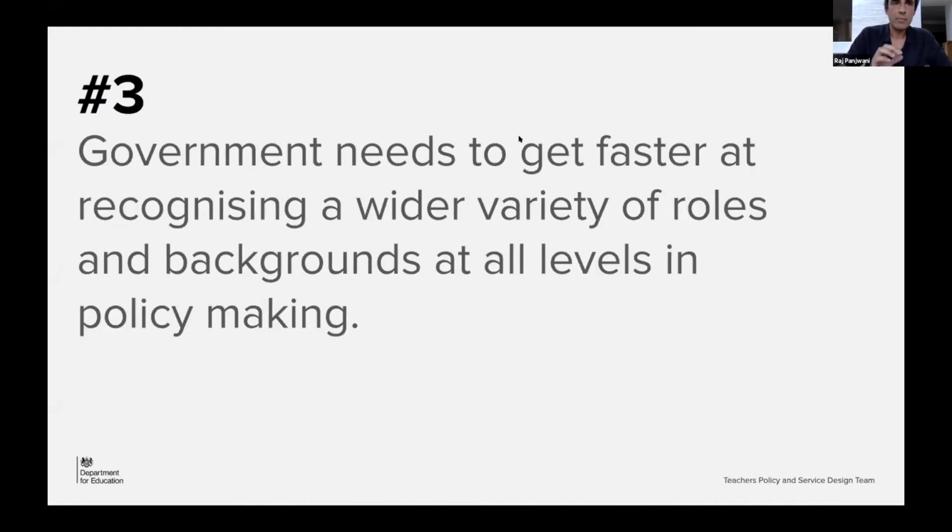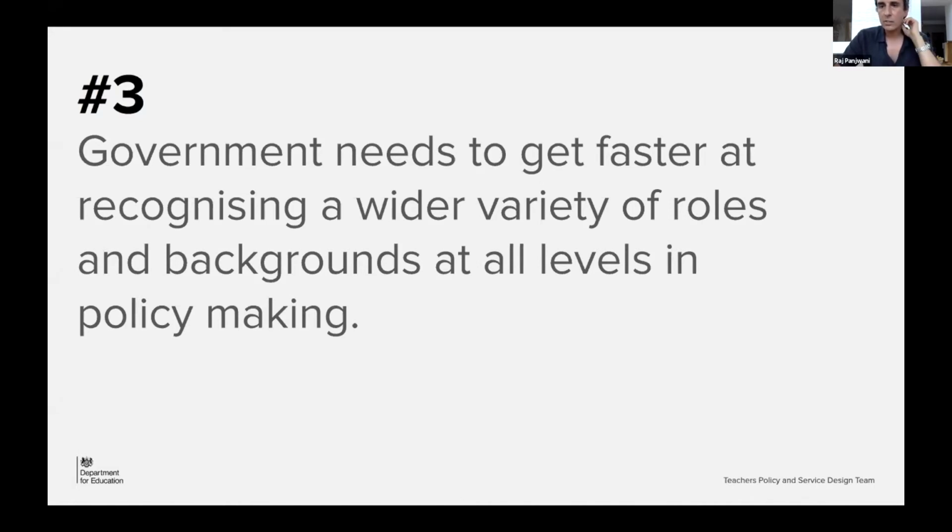And number 3, and this is the big one, and this sort of speaks to the first talk actually. So government needs to get faster at recognising a wider variety of roles and backgrounds at all levels in policy making. Traditional civil servants are very experienced generalists, but for government to really keep pace with society, you need multidisciplinary teams. It's a must.